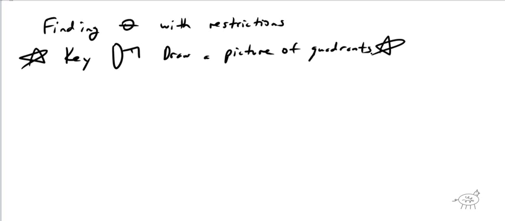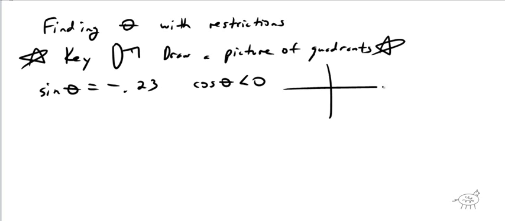My first example is sine of theta is equal to negative 0.23, and I'm going to tell you cosine of theta is less than 0. So that's a restriction. I need to draw a picture of where I'm at. First of all, where is sine negative? Using All Students Take Calculus, sine is negative here and here. That's one restriction by just looking at this value.